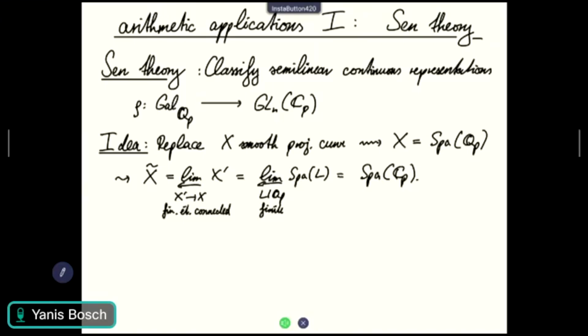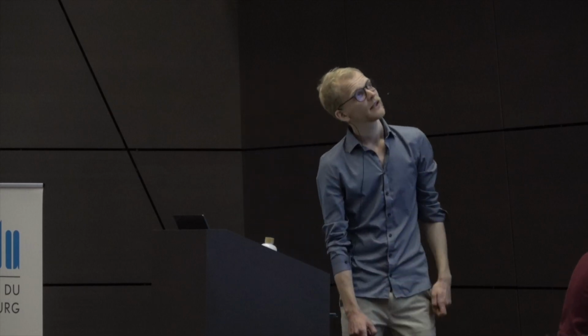I talked about this universal cover, which was supposed to be an analog of the universal cover in complex geometry. I can just copy the same definition for Spa QP and see what it gives me. It's supposed to be the limit over all finite étale connected covers. This is just some fancy algebraic geometry way of saying that I take the limit over all finite extensions of QP. So now we are finally doing really number theory. I take the limit of those in some p-adic category, which means that I automatically perform some kind of completion, which is why this limit is really the same thing as Spa CP. So Spa CP is the universal cover of Spa QP.